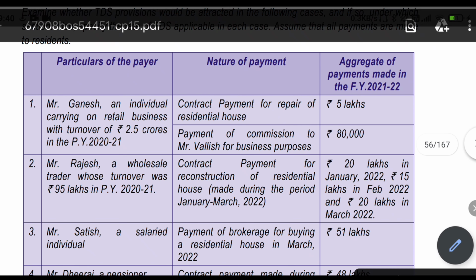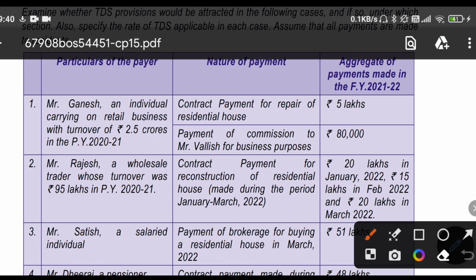So let's discuss the first part. Mr. Ganesh, an individual carrying on a retail business with a turnover of 2.5 crores in previous year 2021. So here you have to understand whether it is covered under sections 194C and J or not. It is covered, right, because its turnover is 2.5 crores, which exceeds 1 crore. So those sections 194C and J will be applicable on this particular individual.